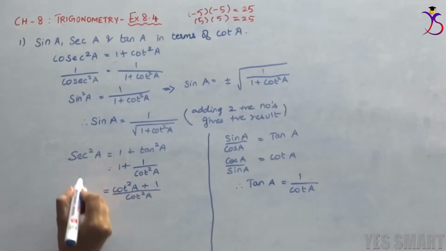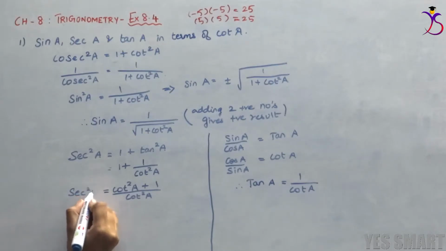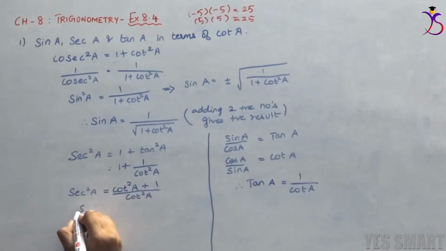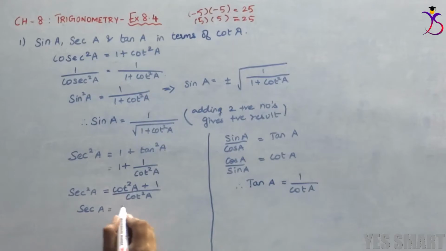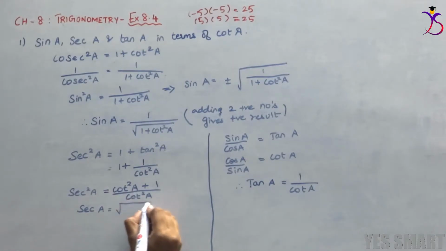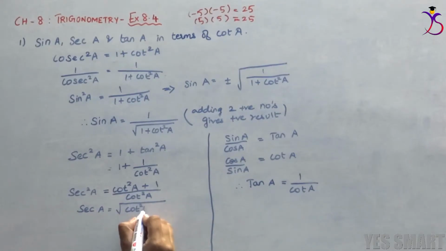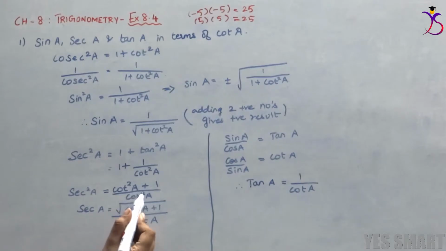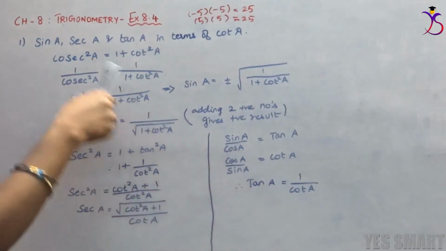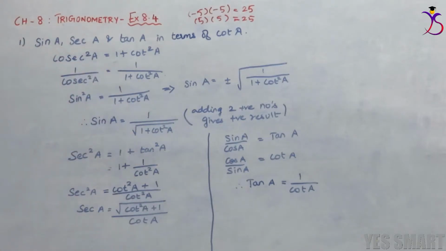Now, since they have asked us to find only the value of secant A in terms of cot A, I am just bringing this square to the RHS. Therefore, secant A equal to square root of cot square A plus 1 divided by cot A. The square in the denominator and the square root get cancelled, hence it becomes cot A. As asked, we have represented sin A, secant A and tan A in terms of cot A.